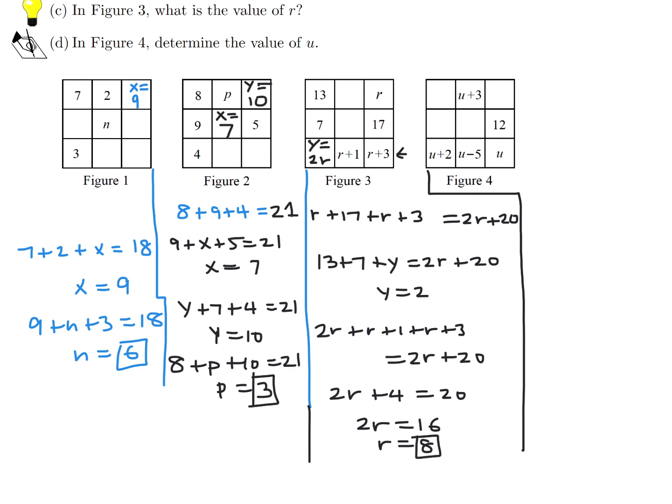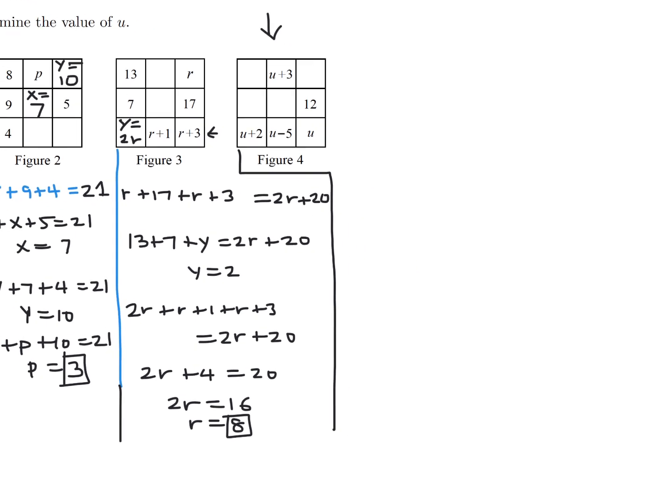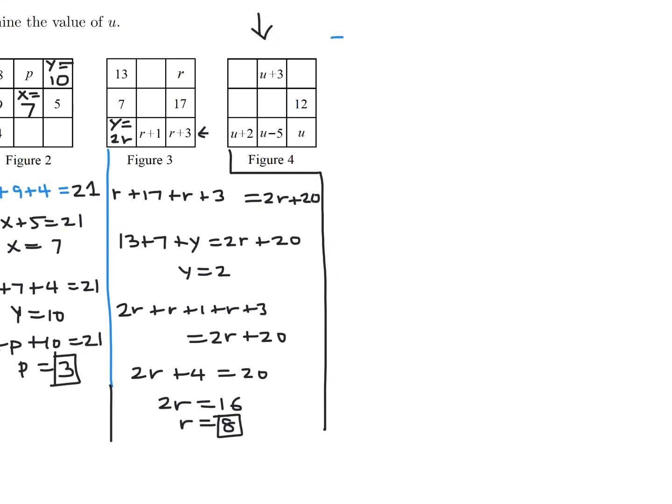And then finally we have to determine the value of u over here. So I guess the same kind of story. Let's see here. Okay, where do I want to begin? Let's just figure out the magic constant first. So that will be u plus 2 plus u minus 5 plus u. That's the bottom row there. That looks to me like 3u minus 3.